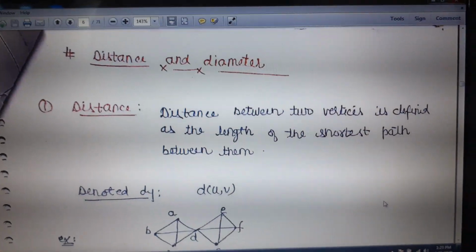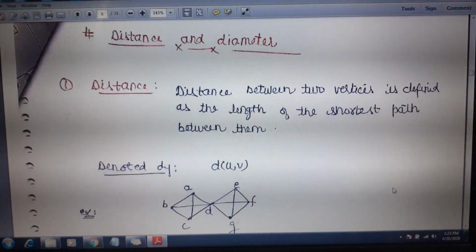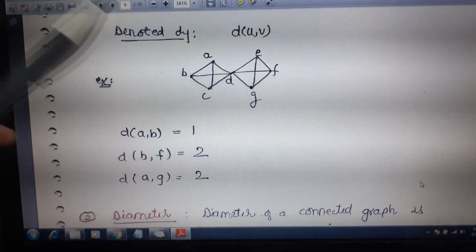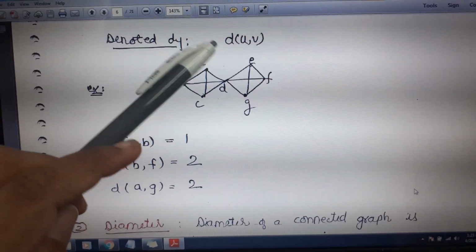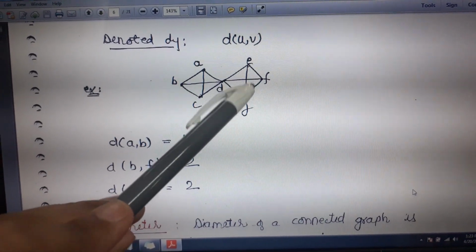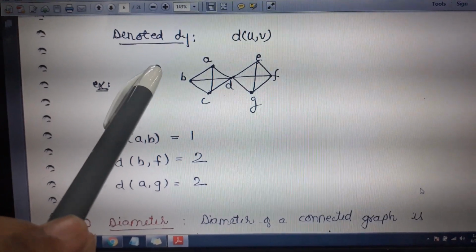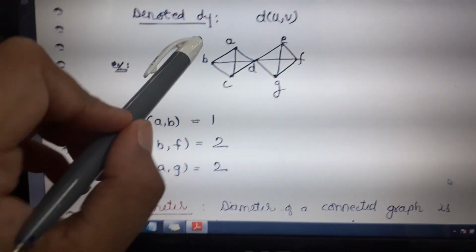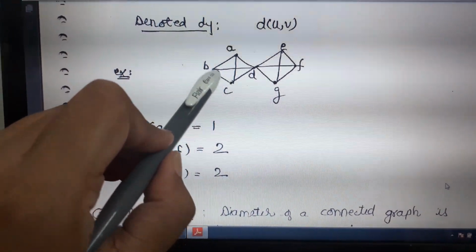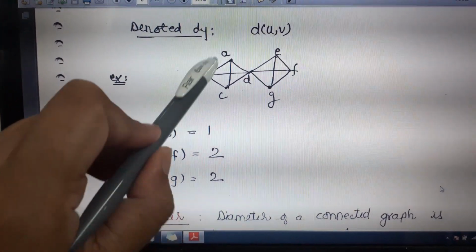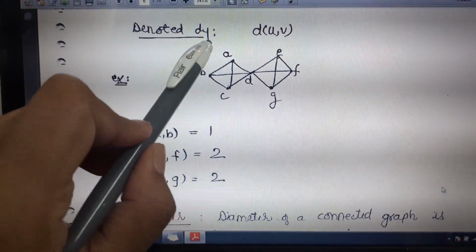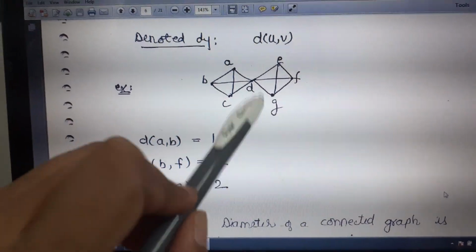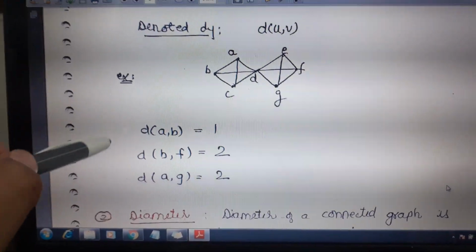Next topic is distance and diameter. Okay, let us first go by the example. Suppose this is the graph given to you. Then the distance between any two vertices is the length of the shortest path between them. Like A to B, the distance is 1. Though I can choose the way A to C and C to B, length becomes 2. A to B, length becomes 1. But we always choose the shortest path.